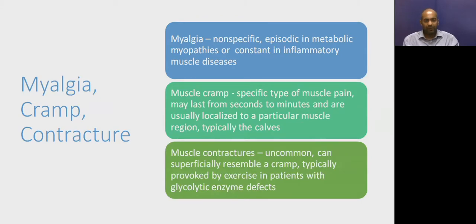Also, we can ask about muscle cramp. Cramp is a specific type of pain which can last from seconds to minutes and is usually localized to the muscles of the calves. Also, there's a specific type of pain called muscle contracture, or transient contracture, which is very uncommon and can resemble a cramp, provoked by exercise. This contracture is most commonly seen in metabolic myopathies, especially the glycolytic enzyme defects.